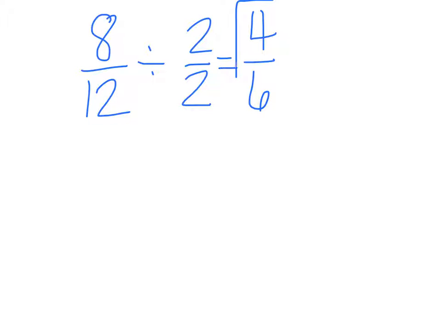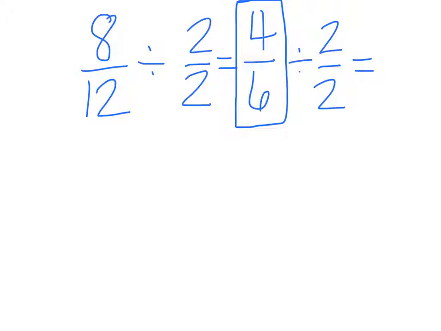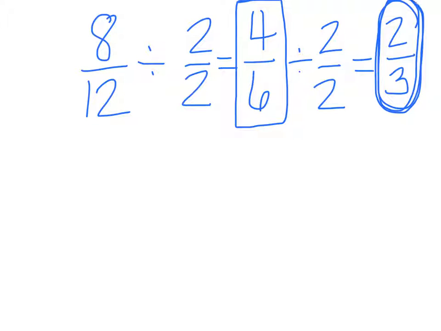Wait a minute. Have we gotten this to its lowest terms? Or is there a number that will go into 4 and 6 evenly? Hopefully you went, oh, yeah, there is. And you would have 2 over 2 again, because 2 goes into 4 and 2 goes into 6. Well, 4 divided by 2 is 2. 6 divided by 2 is 3. Is there anything that goes into 2 and 3? Nope. Now you got it. You are at your lowest terms.